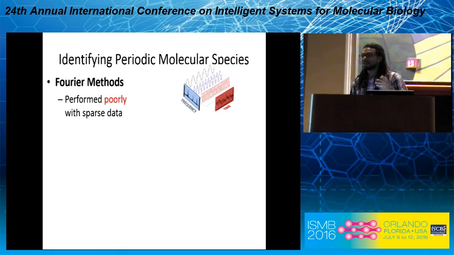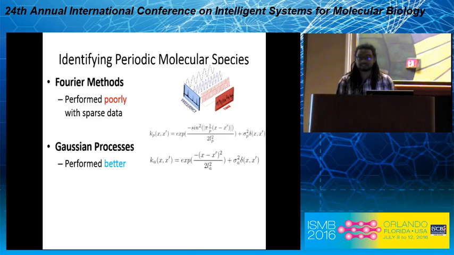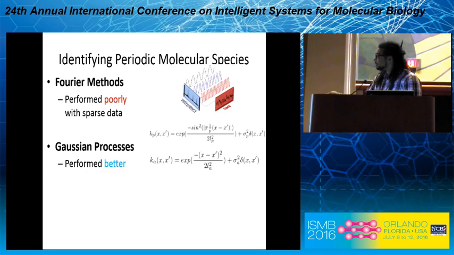Now, these performed well on synthetic data when the data wasn't sparse. However, as the data became more sparse in order to mimic real-world data, it started to perform poorly. So we tried Gaussian processes. You can see here we have a kernel for modeling periodic signals and a kernel for modeling aperiodic signals. Now, this performed better than Fourier methods.